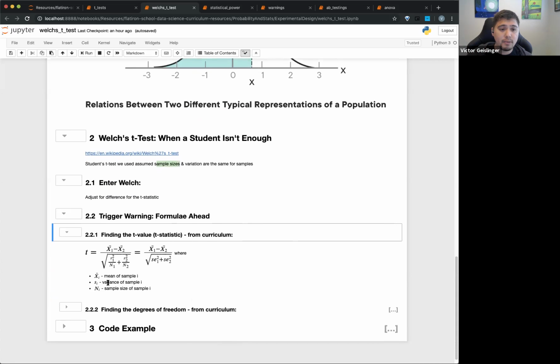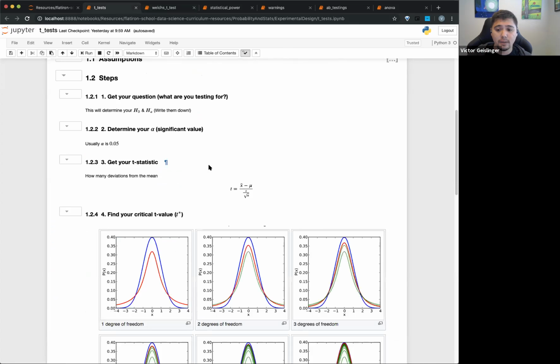If you remember from our t-test, and I'm going to go back here real quick, this is how we found our t value, right? It's a mean minus another mean divided by the standard deviation. Well, the problem is that if the sample standard deviation is not the same between these two different groups, this formula wouldn't work out well.